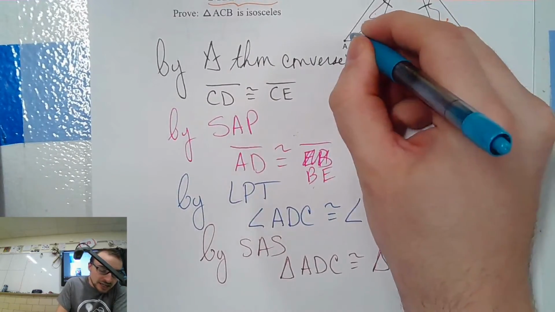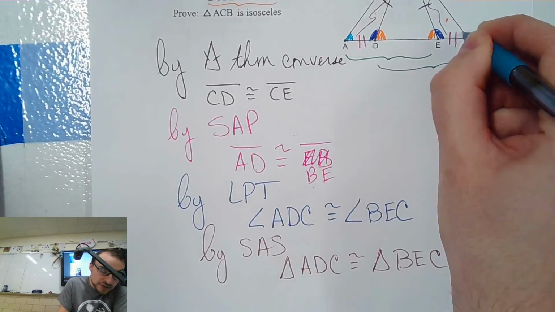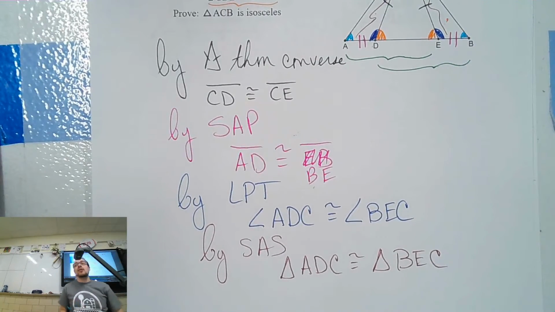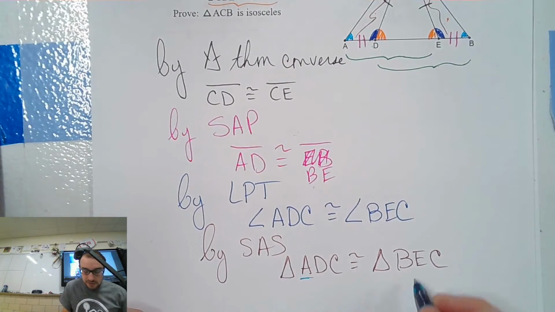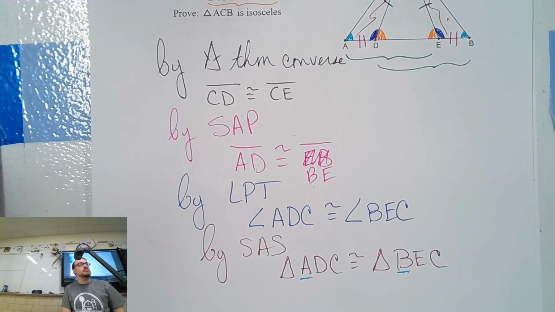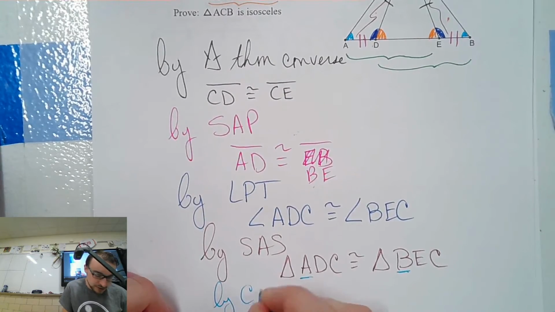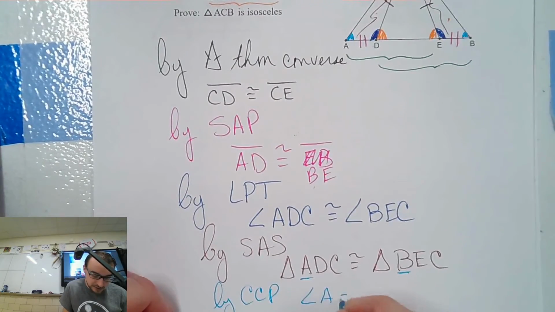So we're going to say that angle A is congruent to angle B. And we know that because corresponding parts should be congruent, right? And if you look, A and B are corresponding. They're both in the first spot, right? So that means by CCP, angle A is congruent to angle B.